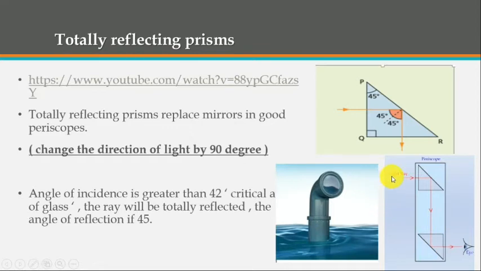A light ray will enter the first prism perpendicular, then total internal reflection, so it will continue moving in a straight line until it touches the surface, also total internal reflection, because the angle of incidence here between the normal and the incident ray is 45, so it will go out to the eye of the observer. Okay, so it's better in a periscope to use totally reflecting prisms than mirrors.